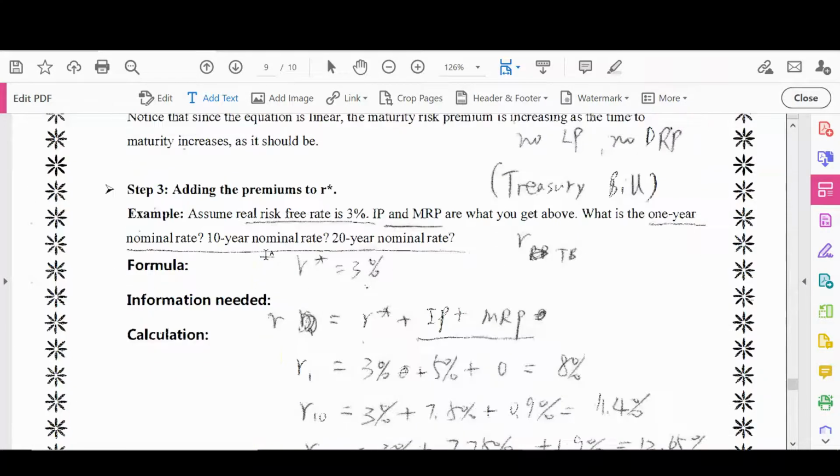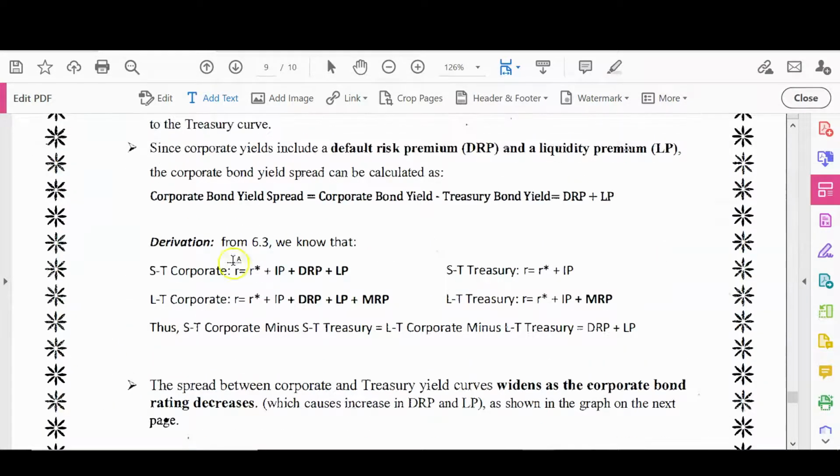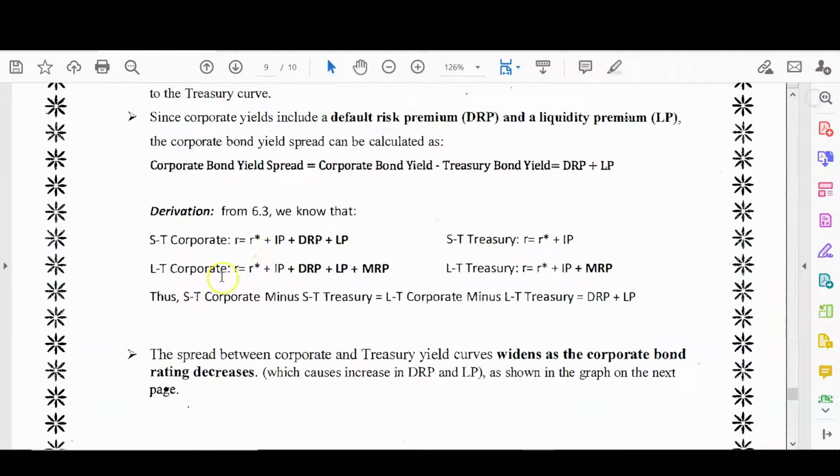Okay, so alternatively, we can derive this by using the equations for short-term corporate and treasury, and long-term corporate and treasury. Remember, for short-term corporate, the formula looks like this, because it's a corporate bond, so we have DRP and LP. Because it's short-term, we do not have MRP.